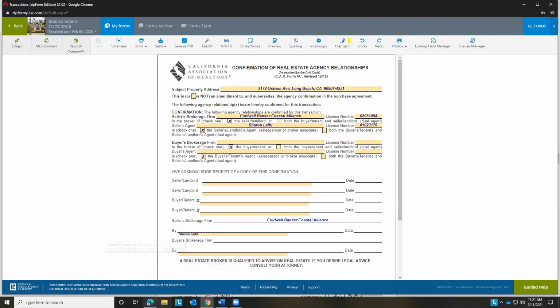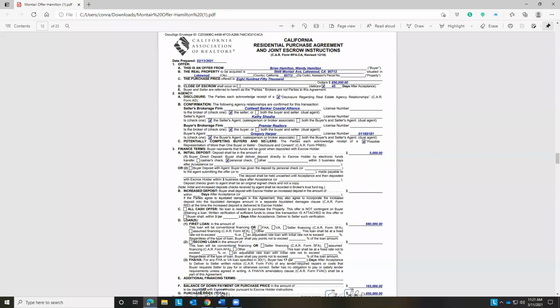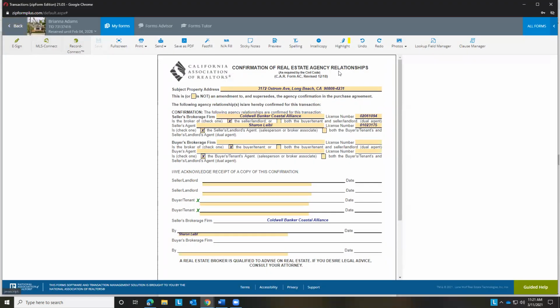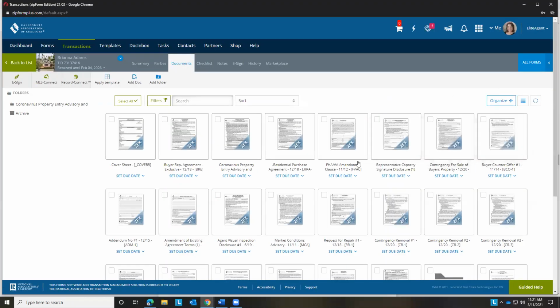The other one that snags people up a lot is if the loan amount on 3D is not checked as an FHA or VA loan, and you don't send back the FHA VA amendatory clause.